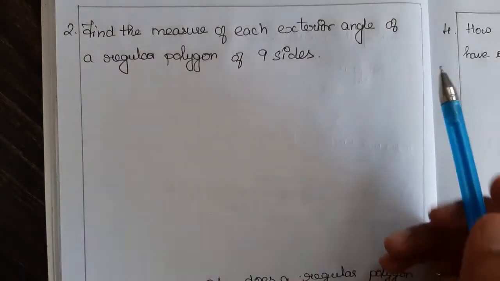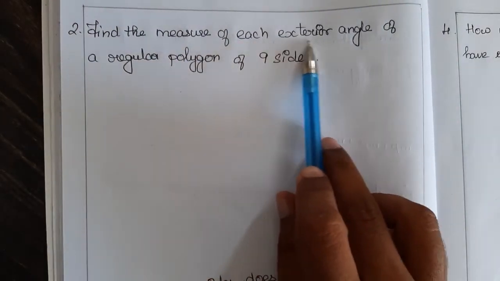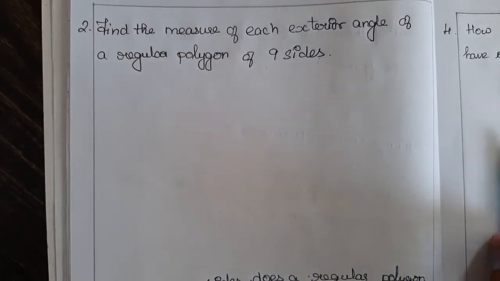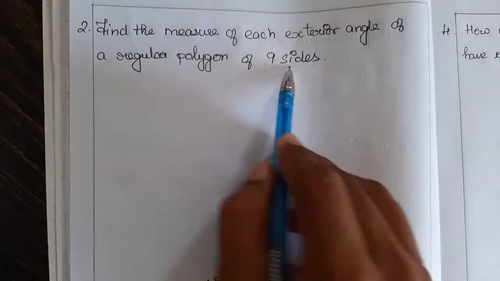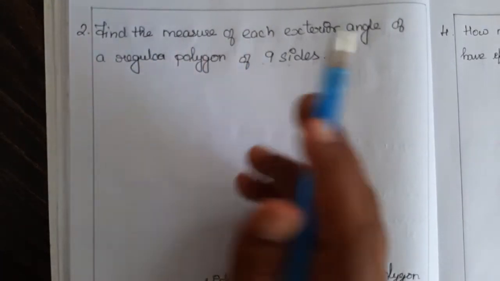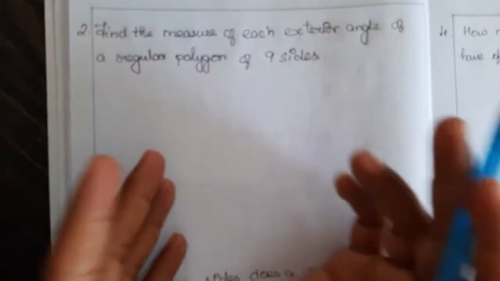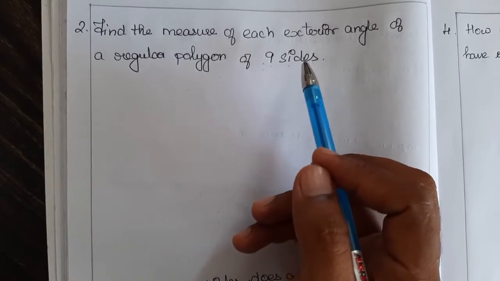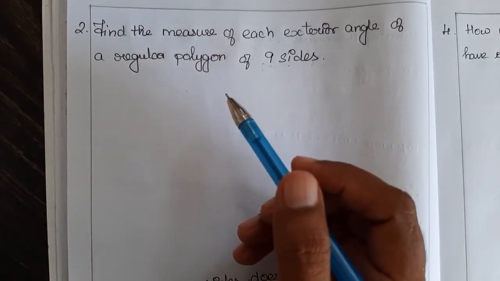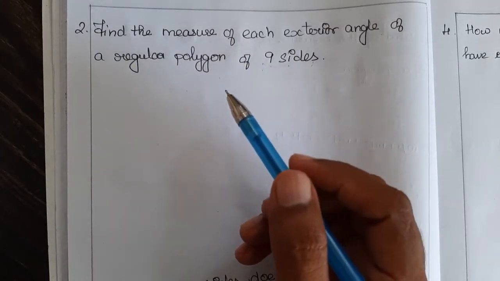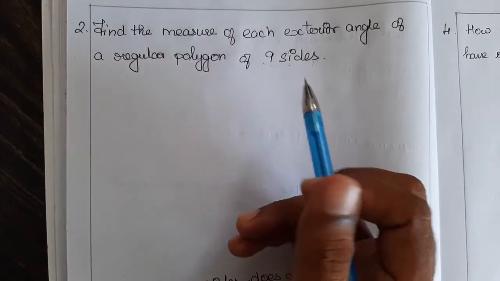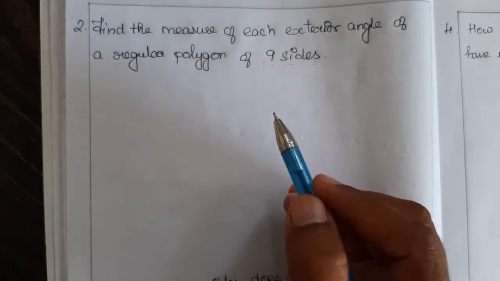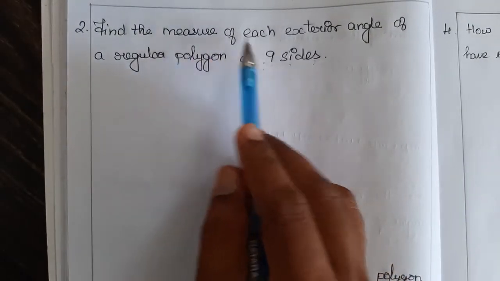Here we go for the next problem. Find the measure of each exterior angle of a regular polygon of 9 sides. There is a regular polygon with 9 sides. Regular means it has equal sides as well as equal angles. Totally how many angles are there? 9 sides, and there will be 9 angles, right? And 9 exterior angles will be there, and since it is regular, the 9 exterior angles are also equal, and they are asking what is the measure of each.